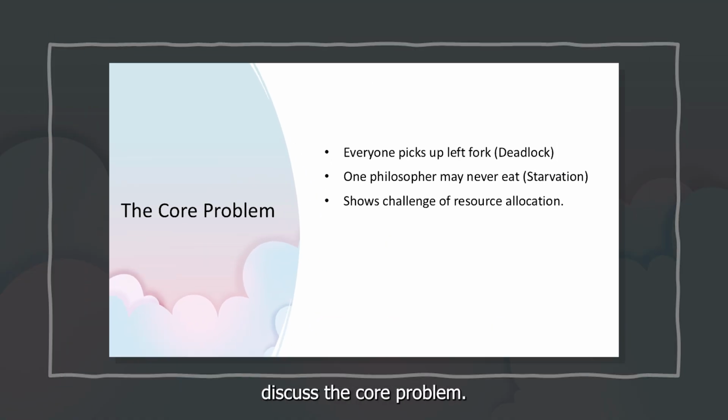Now we move on to discuss the core problem. The main issue arises when all philosophers follow the same strategy. For example, if every philosopher picks up their left fork first, they all end up waiting for the right fork. This results in deadlock, where no one can continue. There's also the risk of starvation, where one philosopher keeps getting skipped and never gets both the forks. So the problem demonstrates how resource allocation can easily fail without proper control.